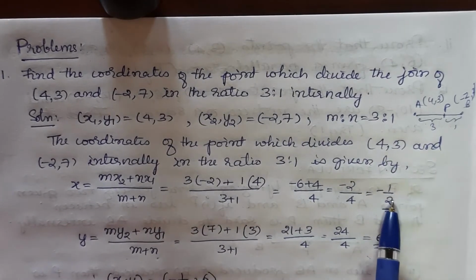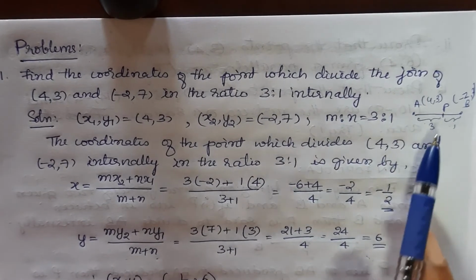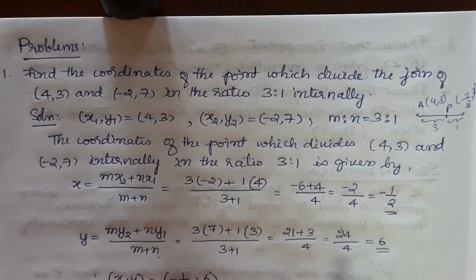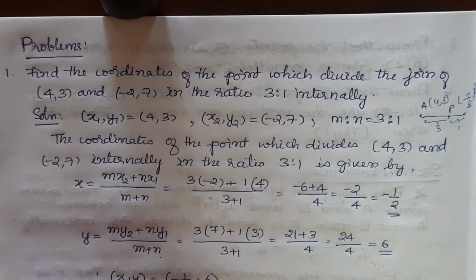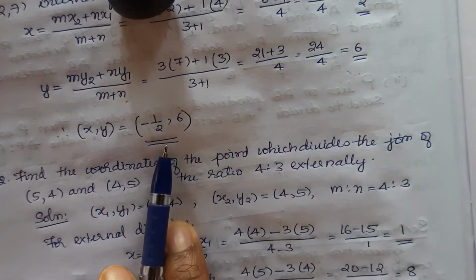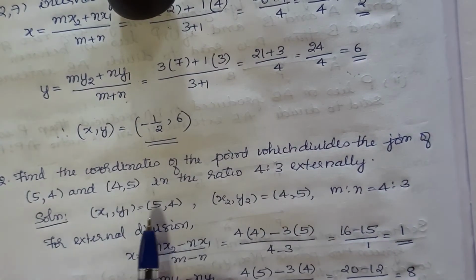Therefore, the coordinates of the point which divides the join of the given two points internally in the ratio 3:1 are minus half and 6. Therefore, the required point is x comma y, which is (-1/2, 6).